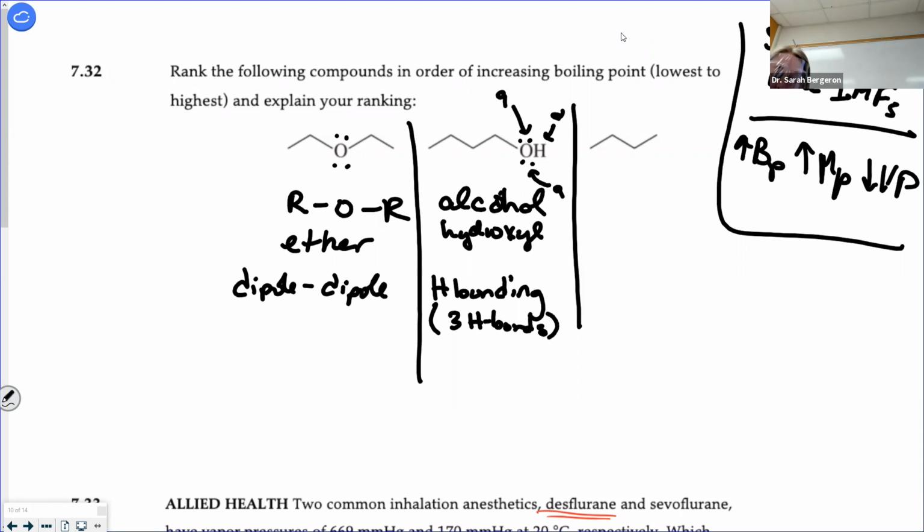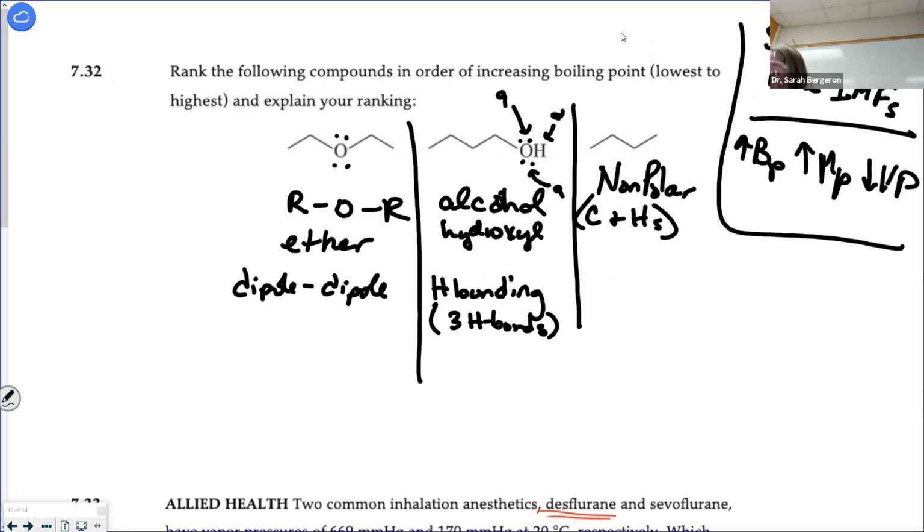Okay, how about the last one? What is that? That's a simple alkane, right? All carbon-carbon single bonds. So what's up with that molecule? Is it polar? It's carbons and hydrogens. We said there's no real electronegativity difference between them. So is it polar? No, this is a non-polar molecule. So anything that has only carbons and hydrogens is non-polar.